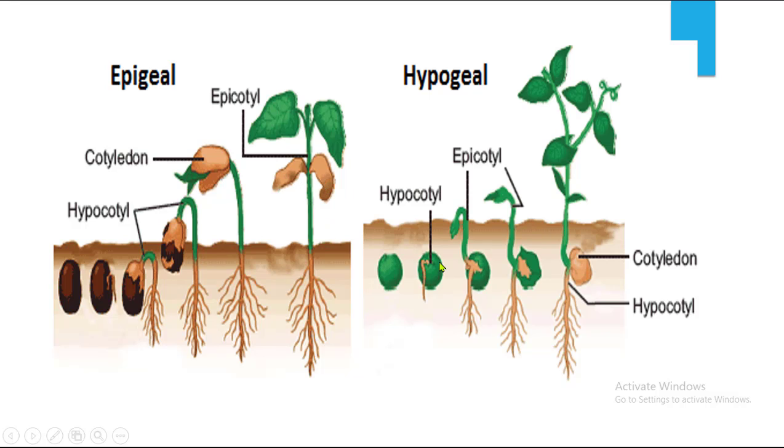On the other hand, in hypogeal germination, the epicotyle actually elongates, and it is not directly connected to the cotyledon. So when it elongates, the cotyledons remain under the ground, and the plumule, the first leaves, move up, while the cotyledon is still there under the ground.